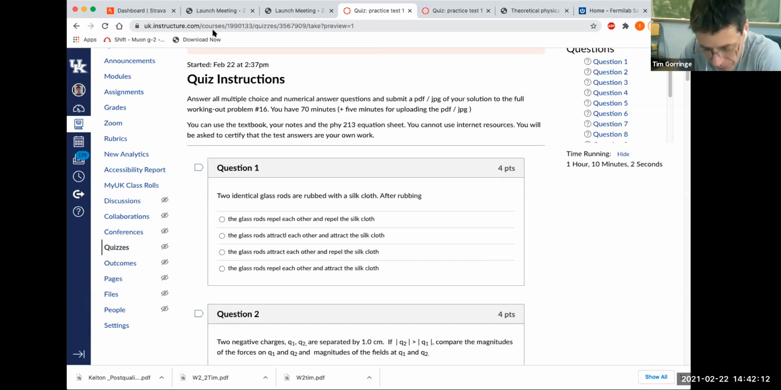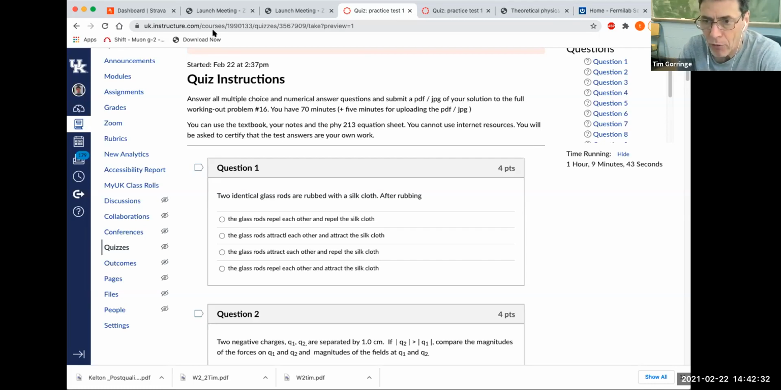First question. Two identical glass rods are rubbed with a silk cloth. After rubbing, it's questions about whether the glass rods attract or repel one another, and whether the glass rods attract or repel the silk.